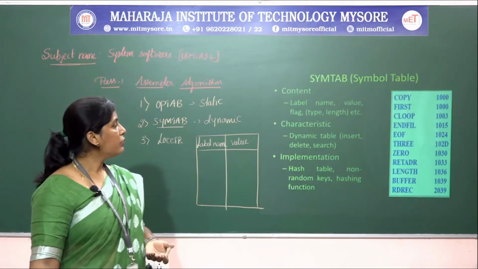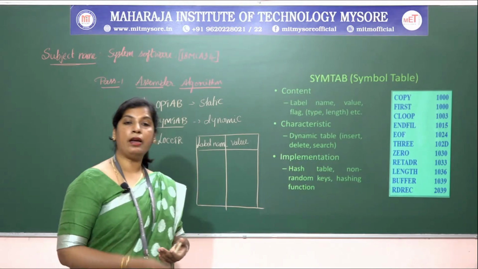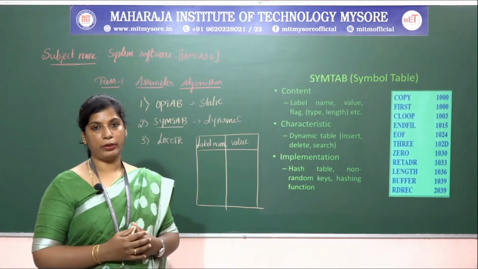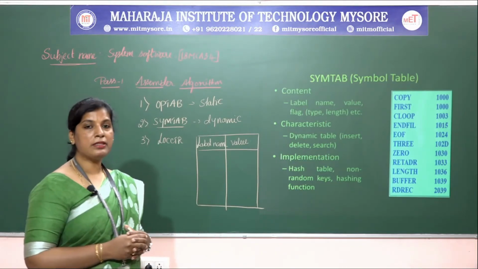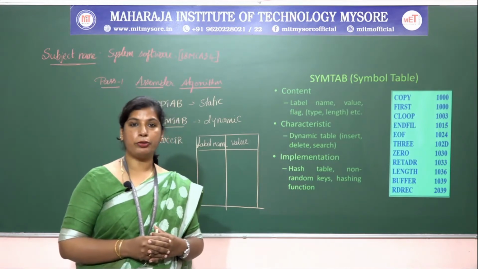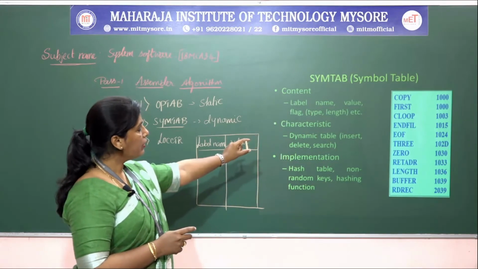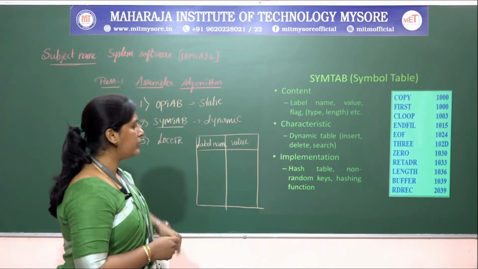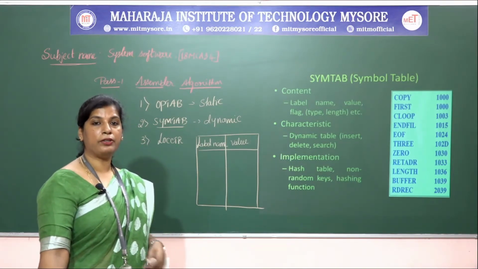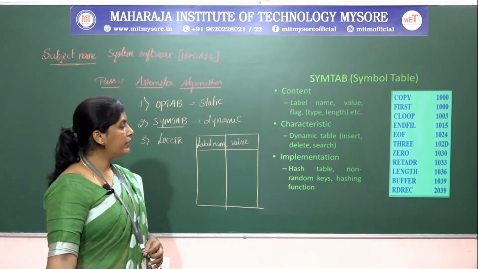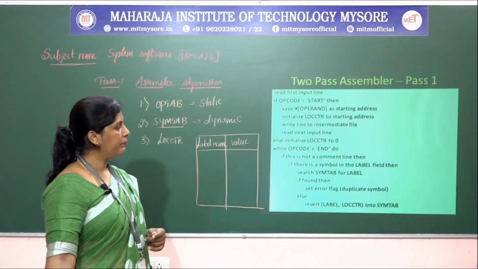Here the symbol table is a dynamic table. It is updated and changes from one program to another, because the same label names are not used in every program. So in every program the symbol table changes. It has the label name along with the value. For this dynamic table, the implementation again uses a hash table. We search for a particular label by its name to get its value from the symbol table.